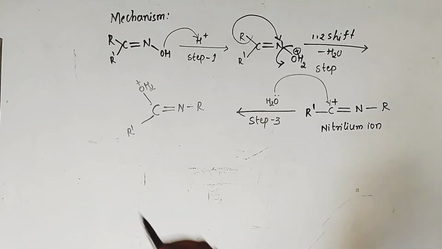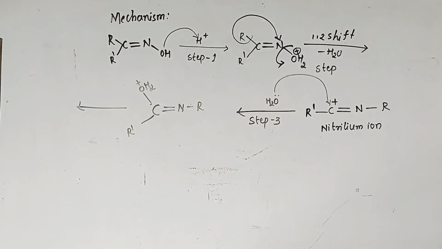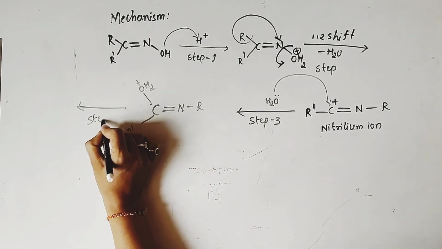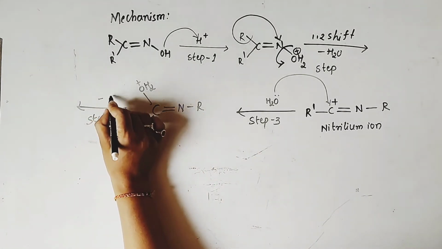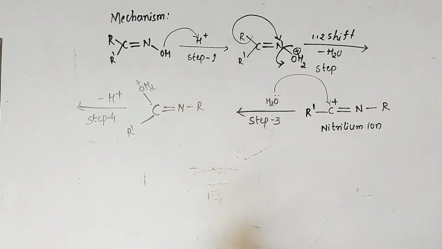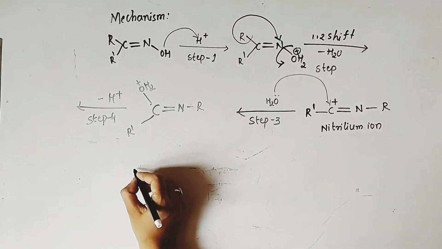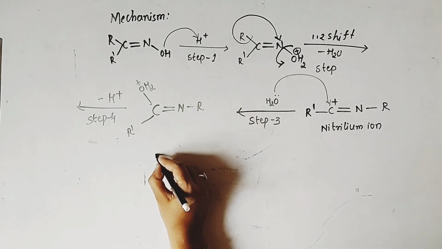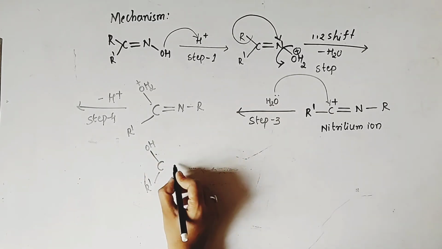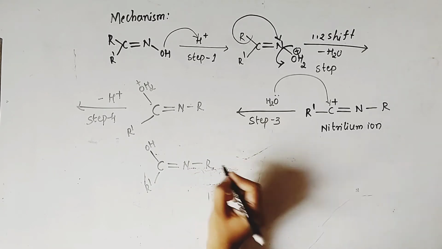And now the next step once again involves the removal of a proton. The step is removal of proton, minus H plus. So here we will get the loss of one proton. So later we get the next compound, that is C OH, and here R dash, and we have the double bond N R.